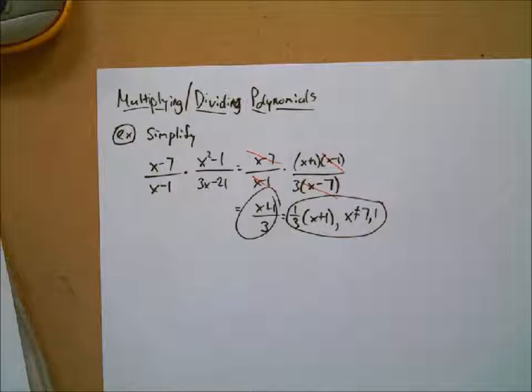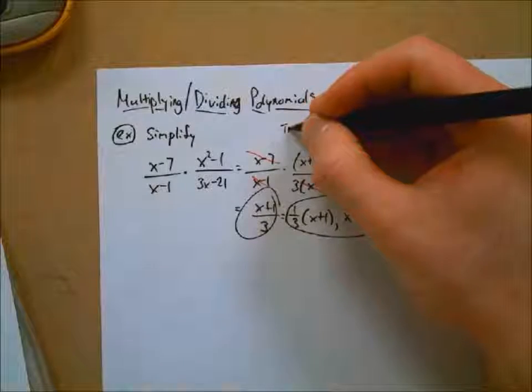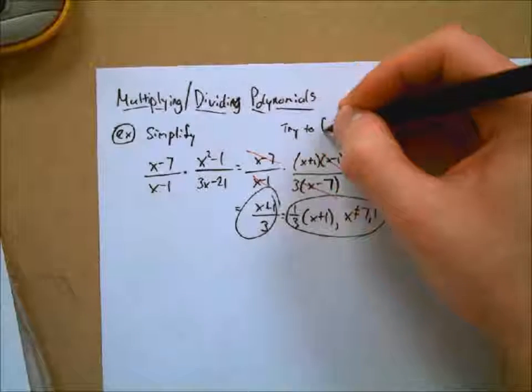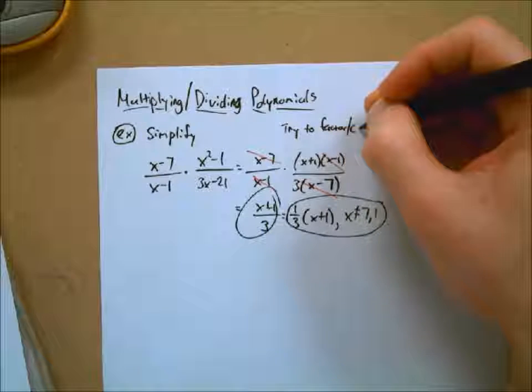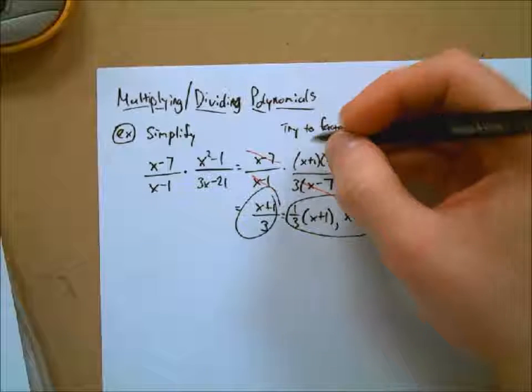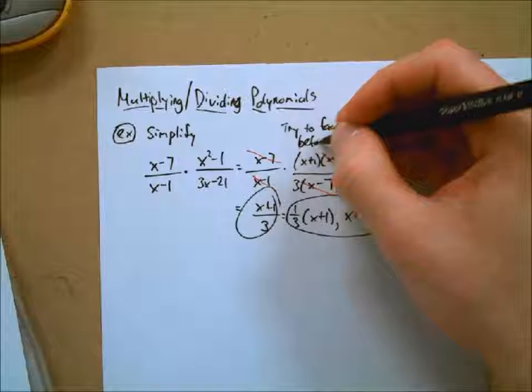So, moral of the story, try to factor and cancel before multiplying. Question?